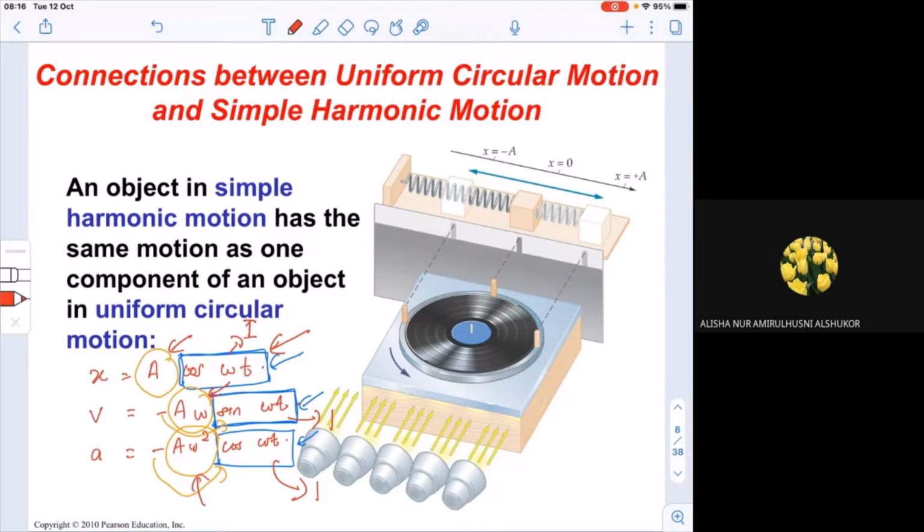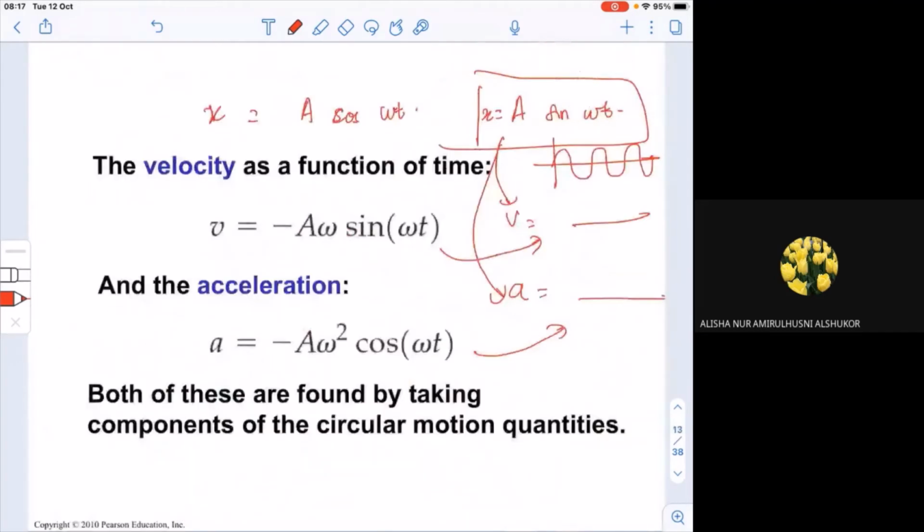So we can write down here that x maximum is equivalent to A, v maximum is equivalent to A omega, and a maximum is equivalent to A omega squared, in terms of value. So these are the functions. Again, I want to highlight it. At least try to learn to differentiate.